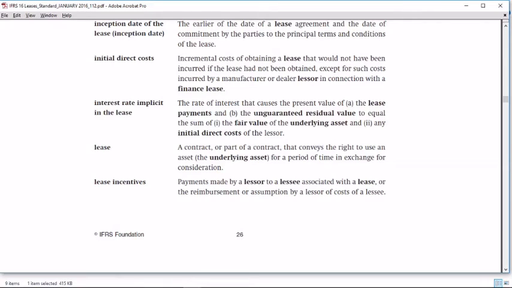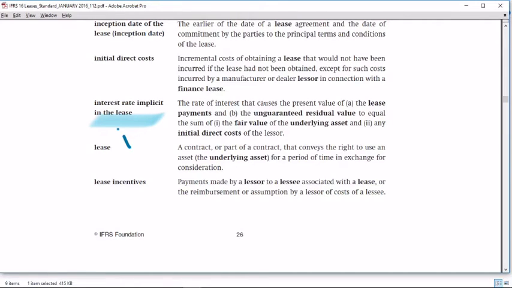should be used. This is an extract from Appendix A to IFRS 16, indicating the definition of interest rate implicit in the lease. It is the rate of interest that causes the present value of the lease payments and the unguaranteed residual value to equal the sum of the fair value of the underlying asset and any initial direct costs of the lessor. So the variables we have to input into the financial calculator would be the following.